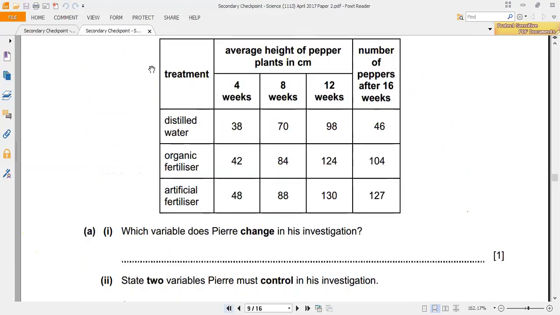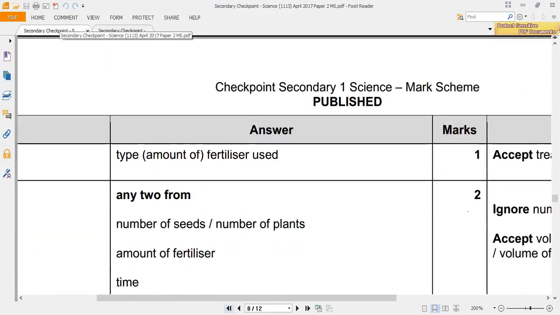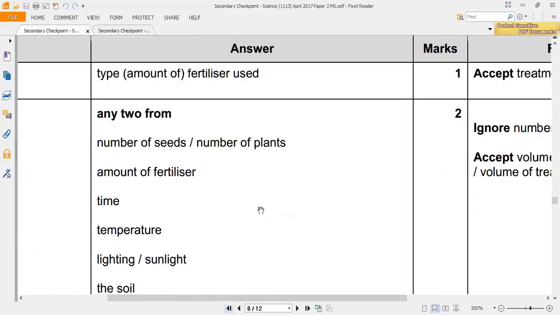A(i): Which variable does Pierre change in his investigation? Again, in the same exam. The one that is changed is the independent variable. The independent variable is the one that we change on our own. It's not depending on anything. Of course, clearly, it's the fertilizer or the type of the fertilizer. This is very important to know, and you need it also next year in chemistry, physics, and also biology. The type of fertilizer is the independent variable.